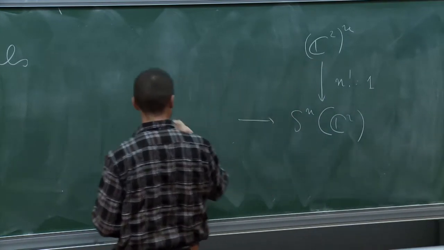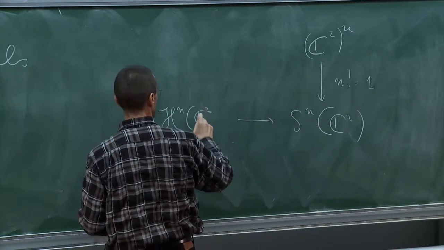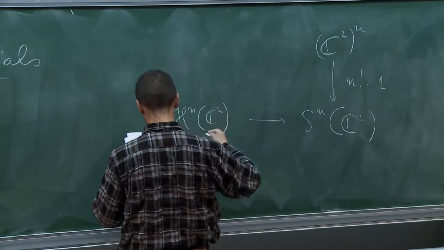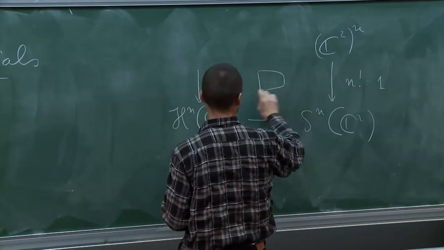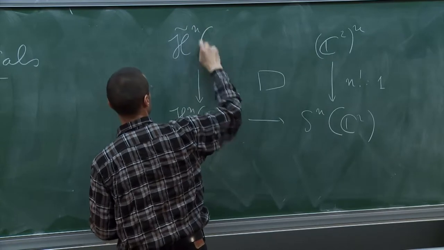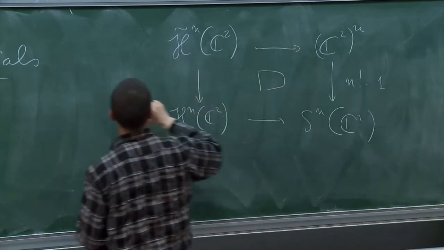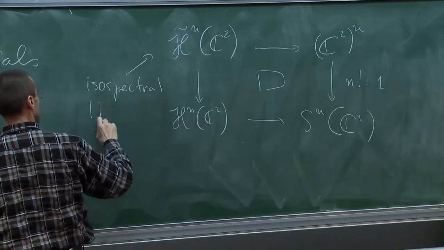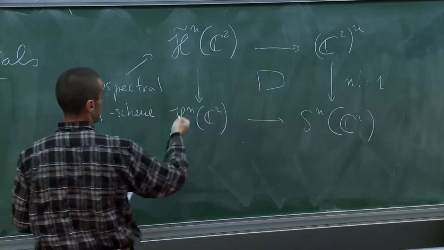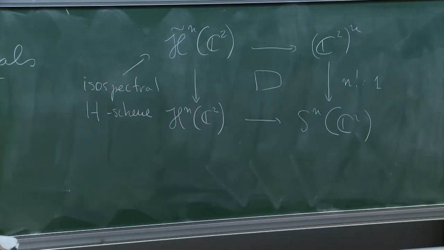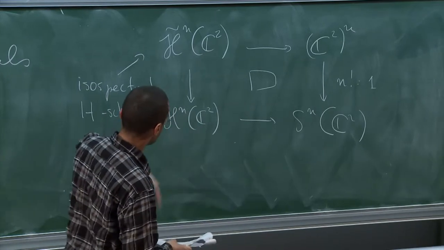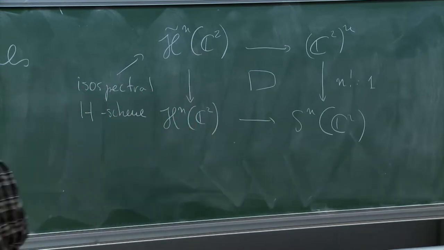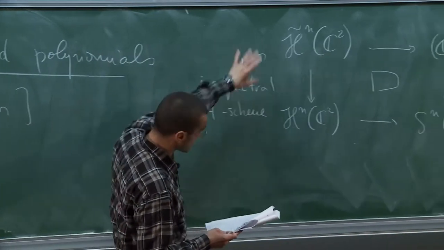Now here we have the Hilbert scheme, H_n of C^2. And this is the Hilbert-Chow morphism, collapsing whichever cycle is there. And now we complete the square, and we get what's called the isospectral Hilbert scheme. So this is the isospectral Hilbert scheme, which is, again, generically an n factorial to one cover, but something pretty bad happens over non-trivial fibers of this morphism here. And in general, the scheme is not even reduced.